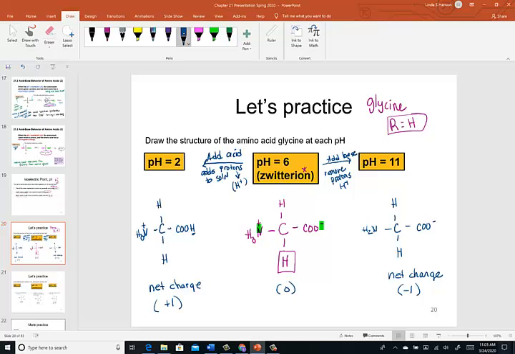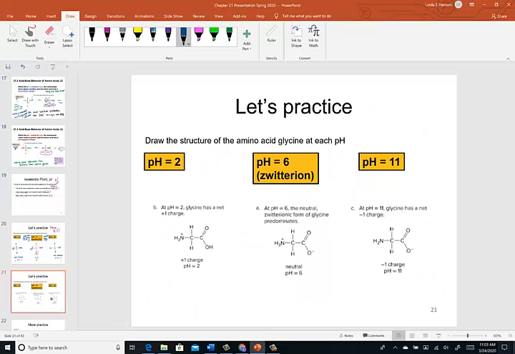The Zwitter ion is neutral. Basic solutions provide a negative charge. Acidic solutions provide a positive charge. We drew the structure of glycine at 3 different pHs. And that's how I drew that there.